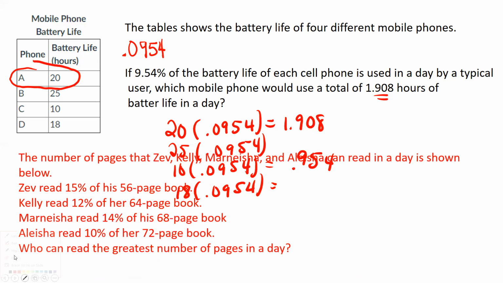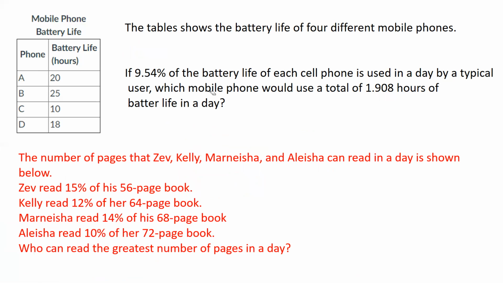All right, let's look at the next one. It says we are going to compare these 4 people. How many pages did they read in a day? So Zev read 15% of his 56-page book. Kelly read 12% of hers. Marnisha read 14% of hers, and Alicia read 10% of her 72-page book. Well, I know that 10% of 72, you always just move your decimal over. I know that answer is 7.2. She read 7.2 pages.